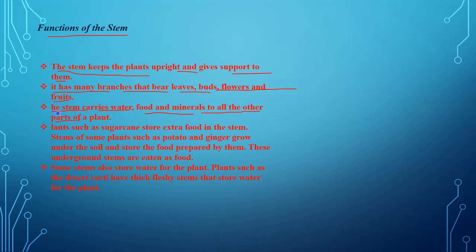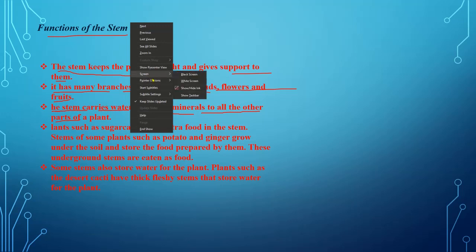Okay, so the stem carries water, food, and minerals to all the parts of a plant, not only the leaf. All the parts of a plant it will carry. What will it carry? Minerals, nutrients and water. Okay?